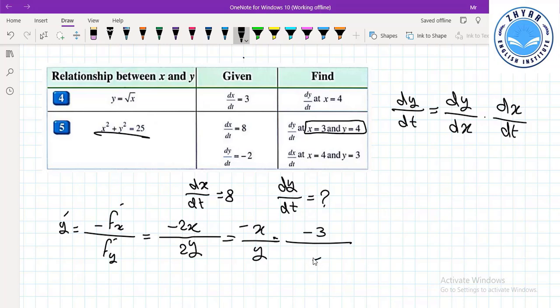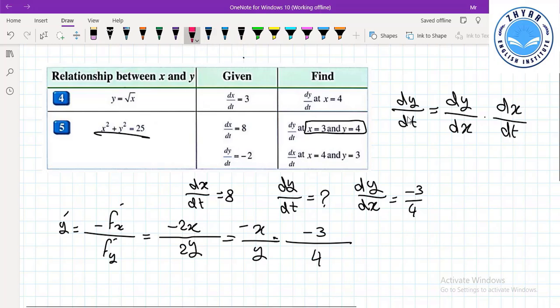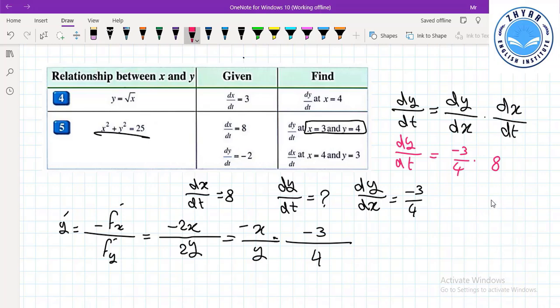Negative 3 over 4. What is this? That is dy/dx. Negative 3 over 4. Now replacing. dy/dt is missing. It is equal to dy/dx, we found it, it's negative 3 over 4. dx/dt is given, it's 8.